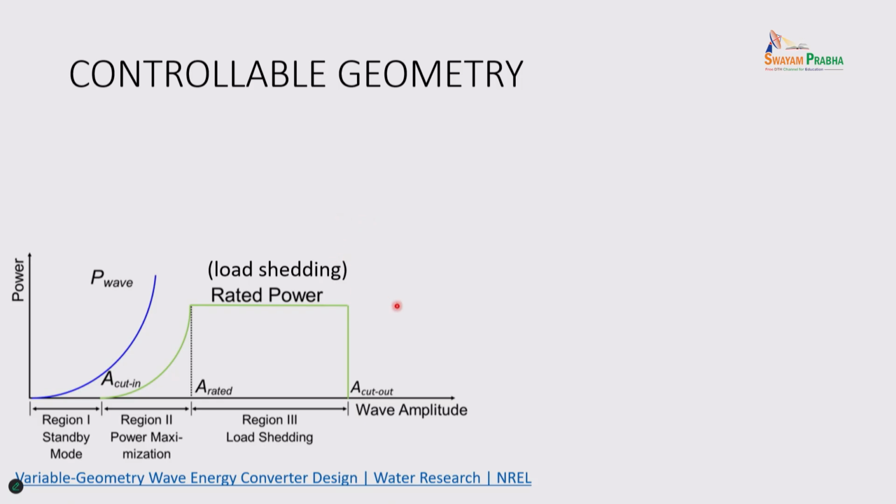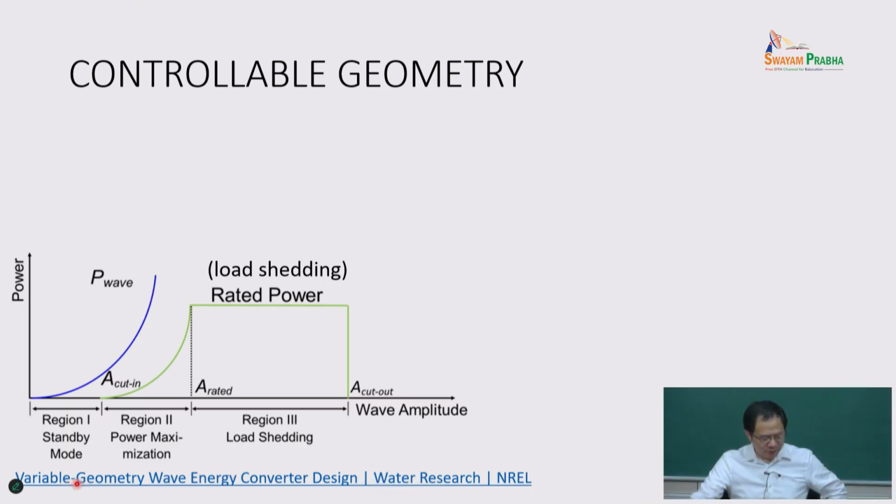And this one I take from this reference paper, variable geometry wave energy converter design. It's written by Nathan Tom at NREL, and he provides this figure. So as you know, you have wave amplitude, right? The wave is really small, and like wind energy, very small. You have a cut-in speed. Below that, you don't generate energy, right?